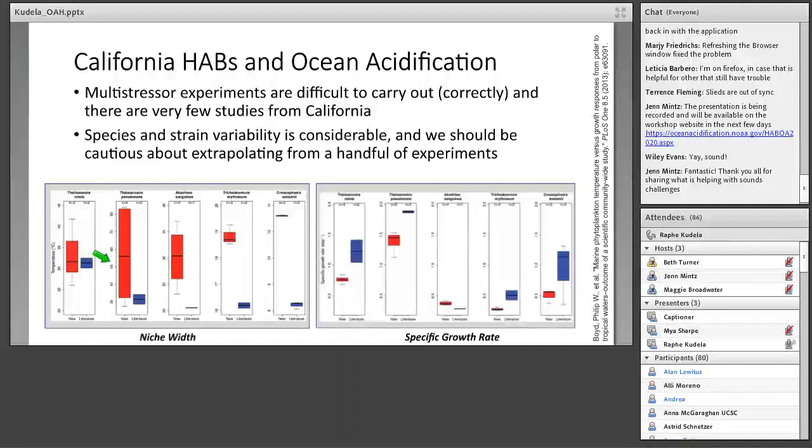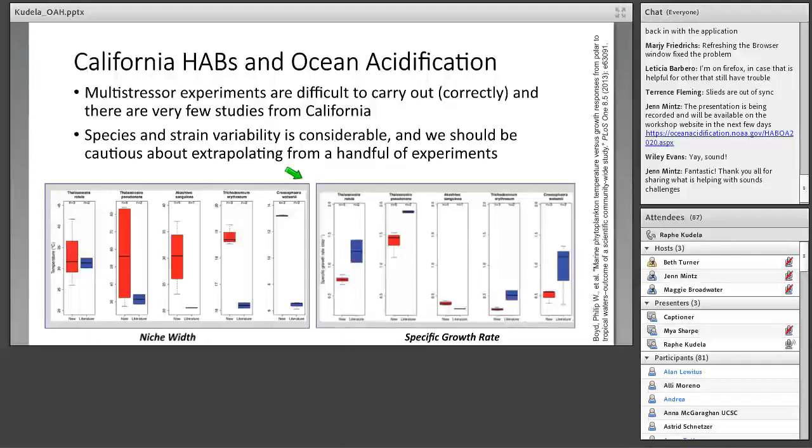You don't need to worry about the details, but what I want to show you is that the red in each of these panels is the data from our study, this community study, and the blue is the data that you would find in the literature. On the left, we're looking at niche width, the temperature that these organisms can tolerate, and on the right, we're looking at the specific growth rate.